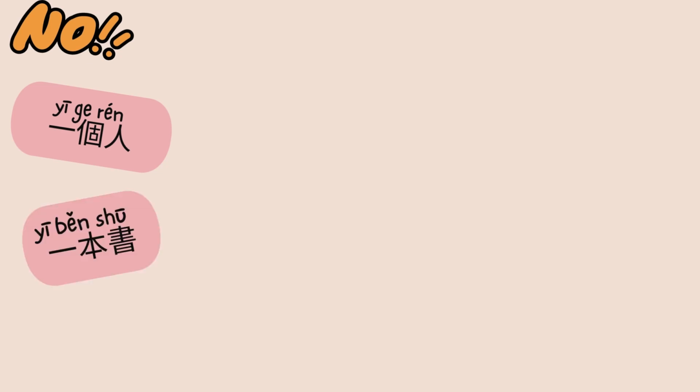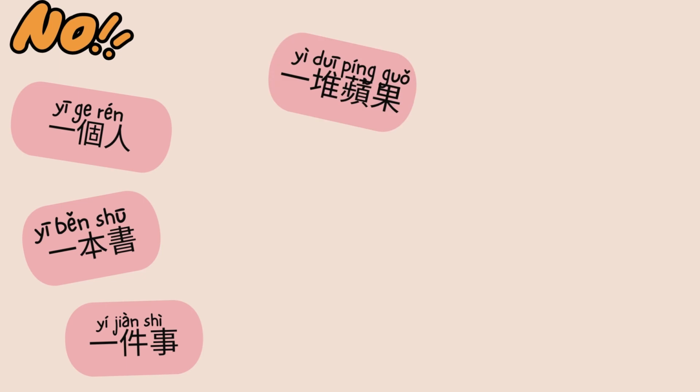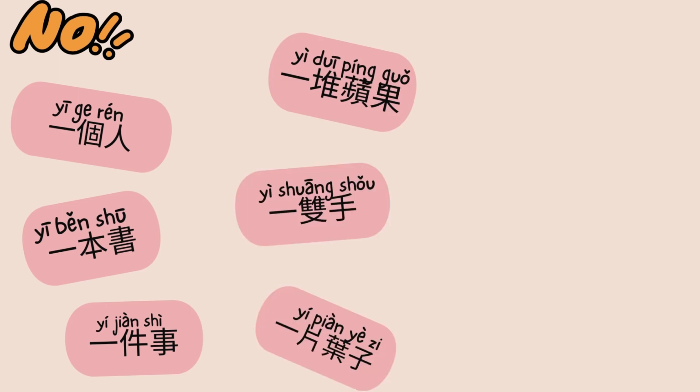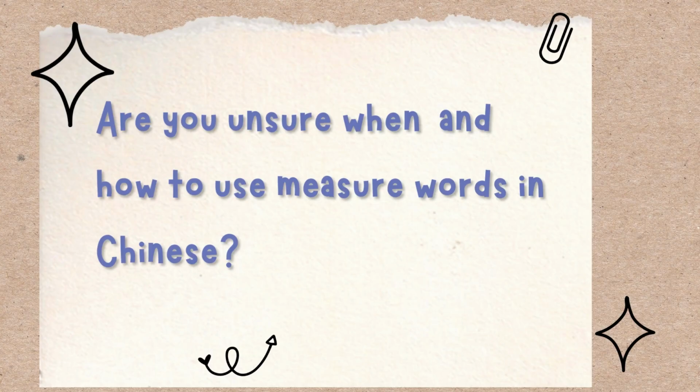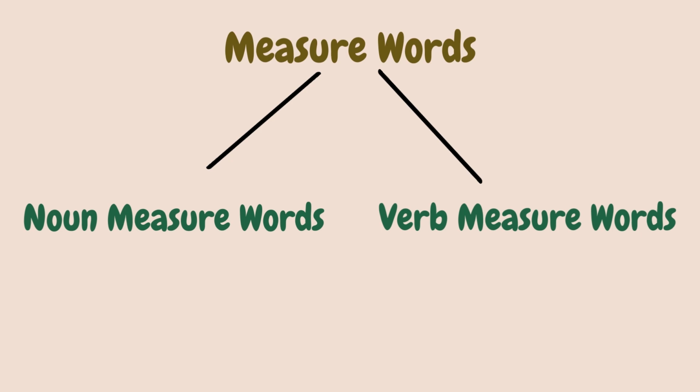一个人，一本书，一件事，一堆苹果，一双手，一片叶子，一碗面，一杯水，一节课。Are you unsure when and how to use measure words in Chinese? In Chinese, measure words are mainly divided into two categories, noun measure words and verb measure words.